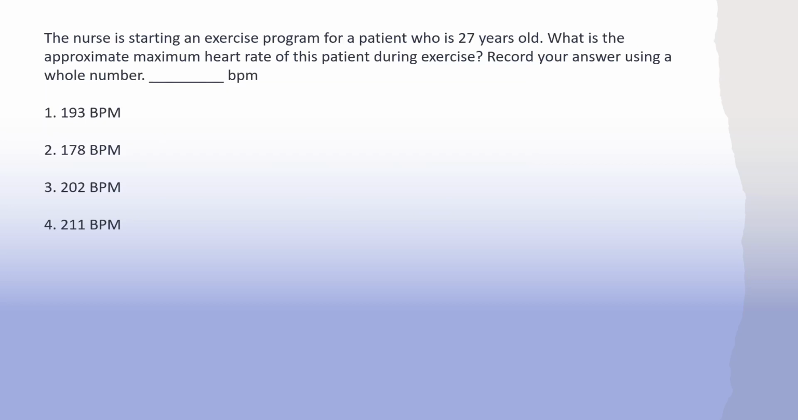The nurse is starting an exercise program for a patient who is 27 years old. What is the approximate maximum heart rate of this patient during exercise? Record your answer using a whole number. Blank BPM. 1. 193 BPM. 2. 178 BPM. 3. 202 BPM. 4. 211 BPM.